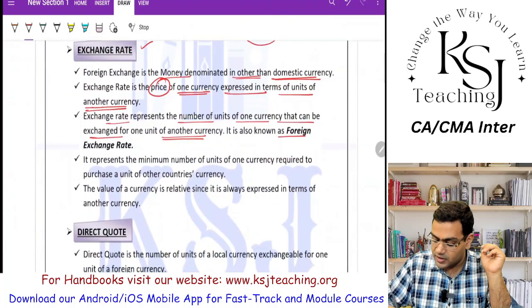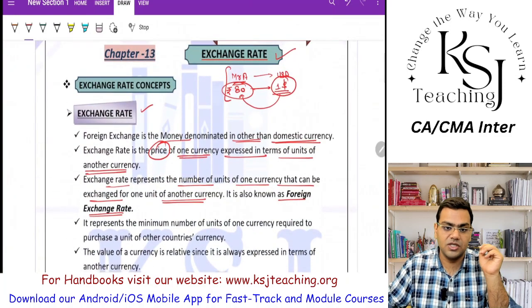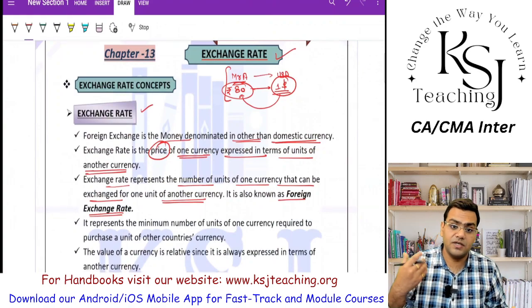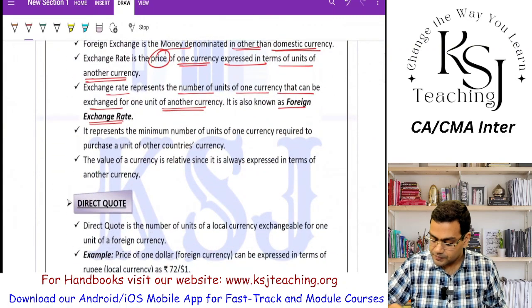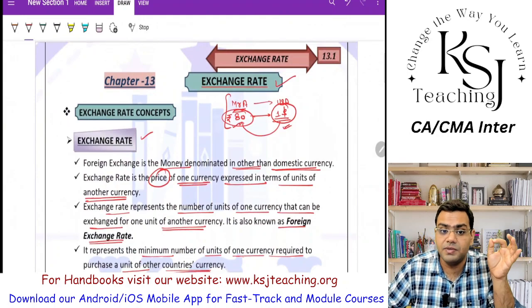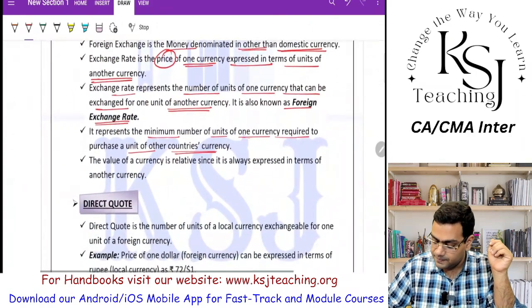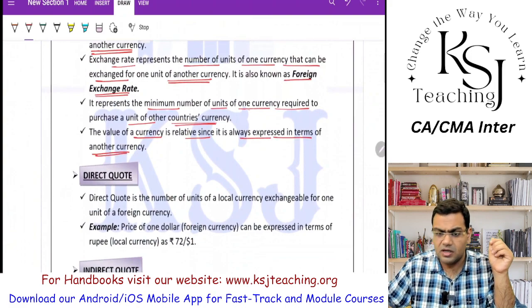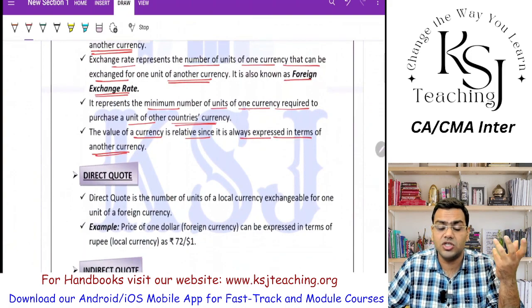It is also known as the foreign exchange rate. If you have dollars, you can exchange them for rupees. If you have rupees, then you can exchange them for dollars. Simple. It represents the minimum number of units of one currency required to purchase a unit of another currency. If you want to buy a US dollar, you will have to pay how many units? Minimum 80 rupees in INR. The value of a currency is relative since it is always expressed in terms of another currency. This cannot be an absolute value that doesn't change. It is a relative value and it can change with time, right?